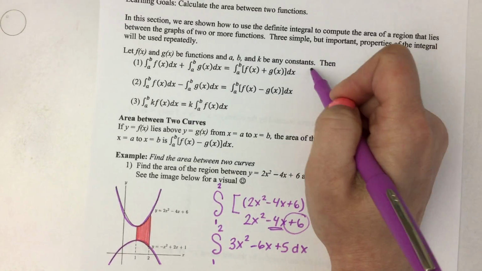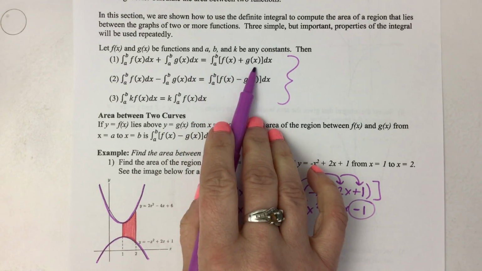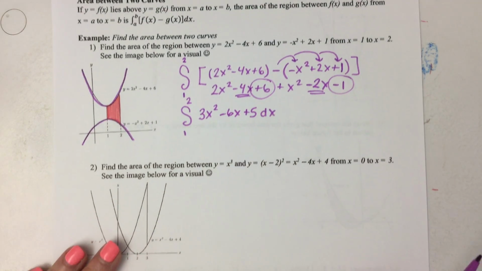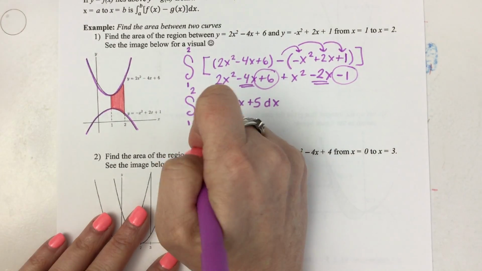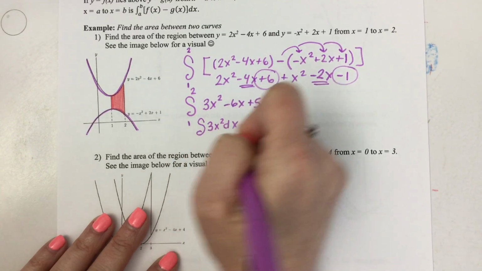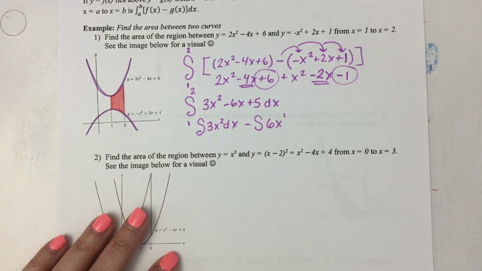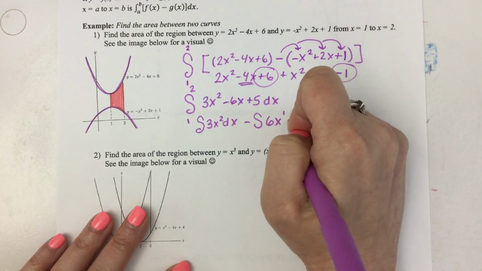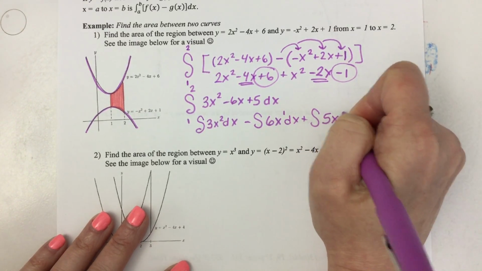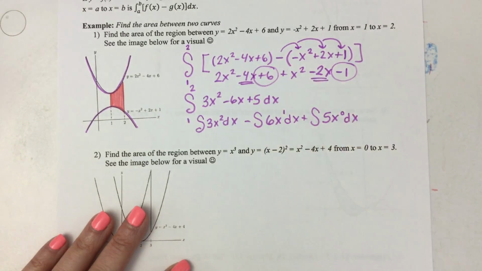Now what these rules on the top are telling you is that if you have more than one term, you can separate it and do the antiderivative of each piece. That's exactly what we have been doing. I will take the antiderivative of 3x squared dx minus the antiderivative of 6x. I cannot see an exponent, so I'm putting that 1 there, dx, plus the antiderivative of 5. There are no x's, so I'm putting x to the power of 0 dx.